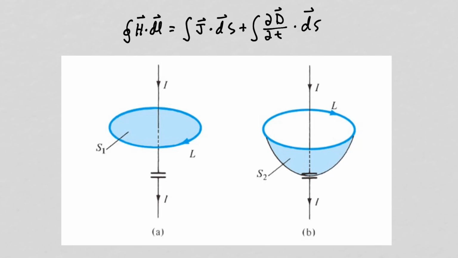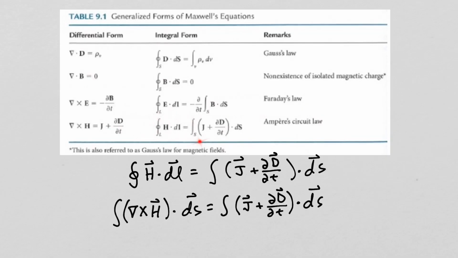through the capacitor. If we take Ampere's circuit law in integral form and on the left-hand side rewrite it using Stokes' theorem, we can see the point form of Ampere's circuit law is the curl of H is equal to the free current density plus the displacement current density. So here we finally have the complete set of Maxwell's equations.